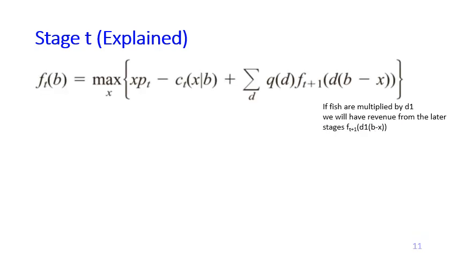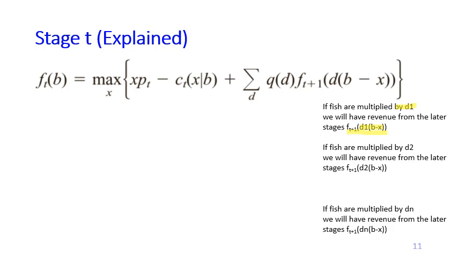So let's generalize that. Suppose we say if the fish are multiplied by D1, we will start the next year with D1 times B minus X fish, such that the revenue from the later stages, T plus 1 until the end of the problem, equals F T plus 1 of D1 times B minus X. If the fish are multiplied by D2, this is our revenue from the later stages, F T plus 1 of D2 times B minus X. And then so on until we have Dn, then this is our revenue from the later stages.